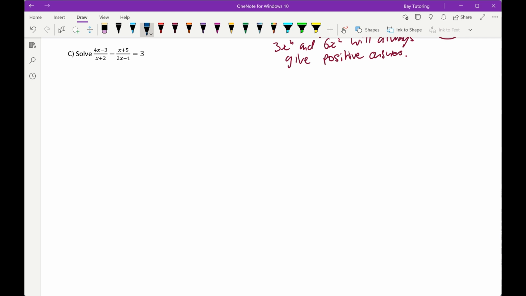And the way to do that is to multiply each denominator by the denominator of the other fraction. So for (4x minus 3) over (x plus 2), we are going to times this by 2x minus 1, the denominator of the other fraction. And for (x plus 5) over (2x minus 1), we're going to times that by x plus 2, the denominator of the other fraction. Now, I'm only going to do these one at a time, though. We don't want to overcomplicate things. If you do too many steps at once, that's usually where mistakes happen.